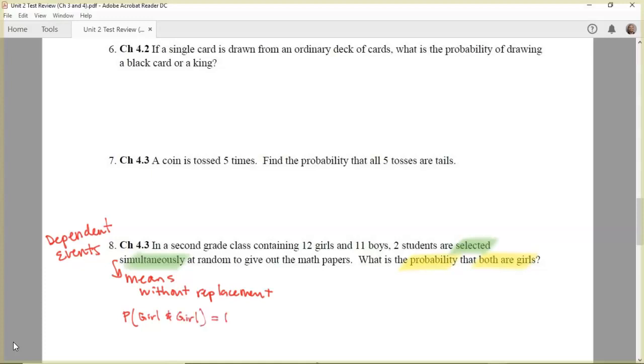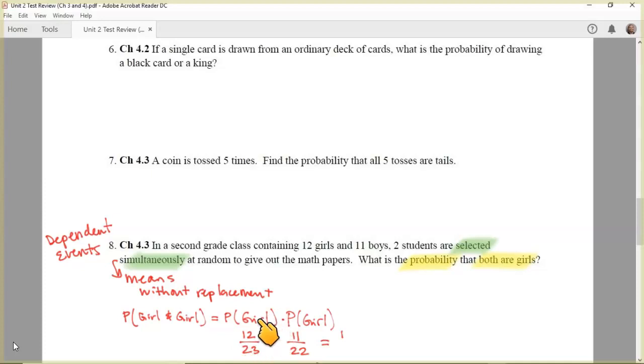So the probability that a girl is chosen and another girl is chosen at the same time, so that's just girl times girl. There are 12 girls to begin with out of the 23 students, and then I pointed at one. At the same time, there's now only 11 girls to choose out of 22 students. So this is what we look at when we have dependent events, that the second probability is affected by the first one.